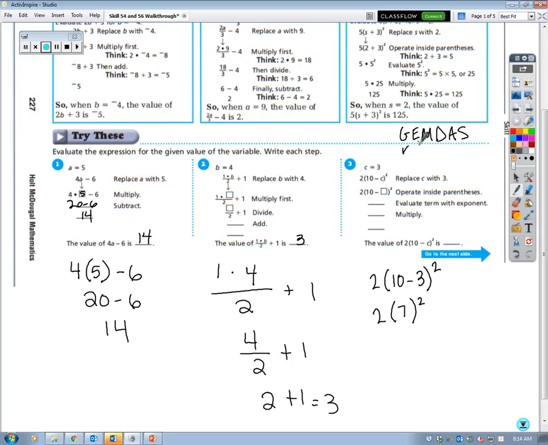Exponents, yeah. So this is my base and my exponent here. So I've got 2 times 7 squared. Do you guys remember what 7 squared is? 7 times 7, right? 49. So I've got 2 times 49. 2 times 49 is what? Bust it out, someone. 98? Do we all agree that that's right?